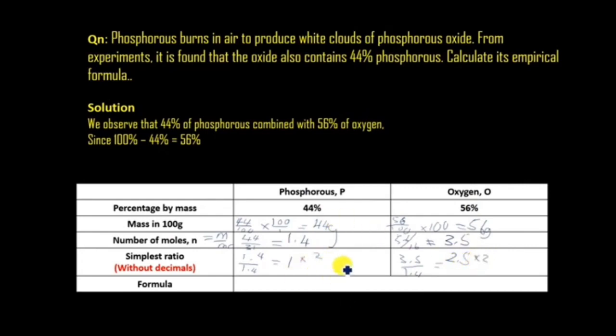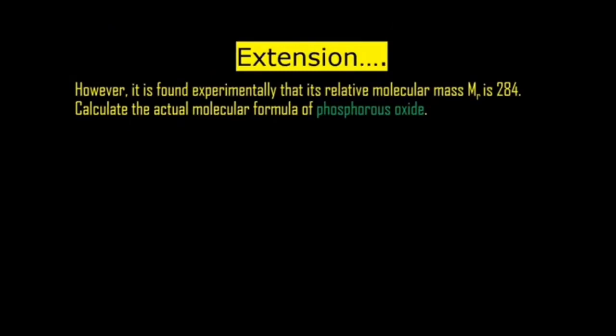This gives us 2.5. Since one side has decimals, the simplest way to make it a whole number is to multiply it by 2. So multiply this side by 2, also multiply the other side by 2, and we get the simplest whole number ratio of 2:5. So it means that 2 moles of phosphorus react with 5 moles of oxygen. So this is the simplest whole number ratio. The formula would come out like this: P2O5.